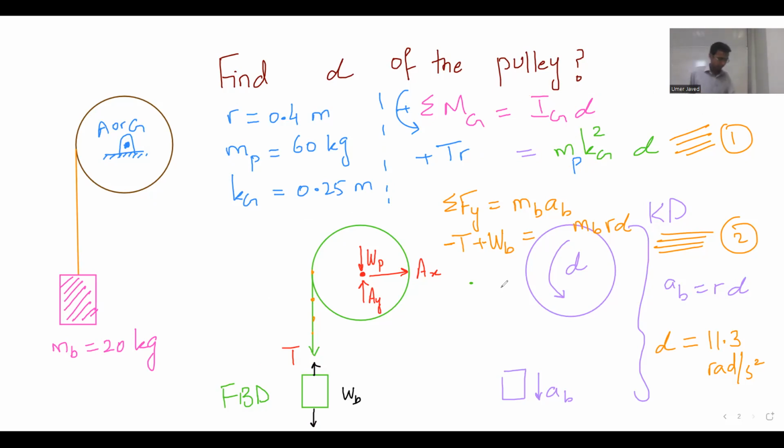So T is equal to weight of B. T is the tension. No, T is not equal to the weight of B. Look, this is T, this is WB. WB minus T plus WB is equal to MB R alpha. Yes. I found 13.75 for the alpha. Quite possible that my notes are wrong, but I have alpha 11.3.